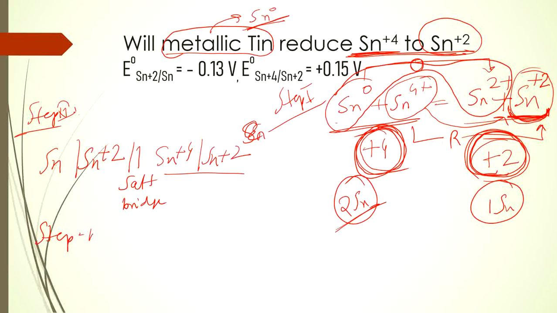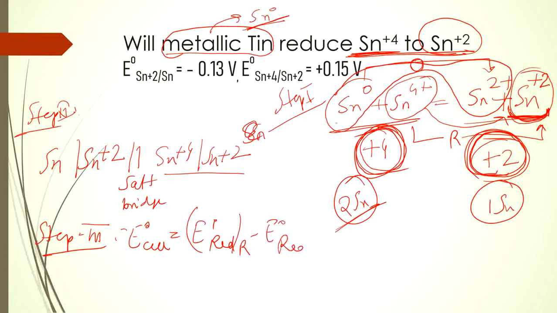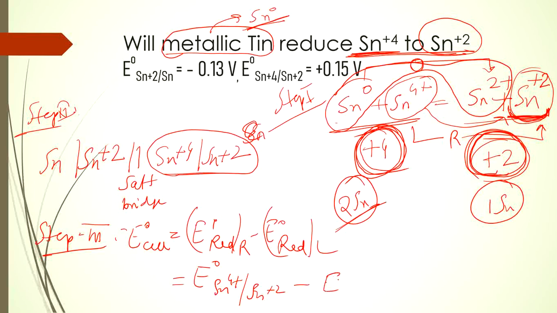What is the step 3 now? So step 3 is basically the E0 cell calculation, right? So the E0 cell means that E0 reduction of right hand side minus E0 reduction of left hand side, right? So what is the E0 reduction of right hand side? Right hand side means that tin 4 plus by tin 2 plus. So its reduction potential means E0 of tin 4 plus by tin 2 plus, minus basically the reduction potential of left hand side. What is the left hand side? This is the tin by tin 2 plus, but we have to put the reduction potential. So basically this would be E0 of tin 2 plus by tin.